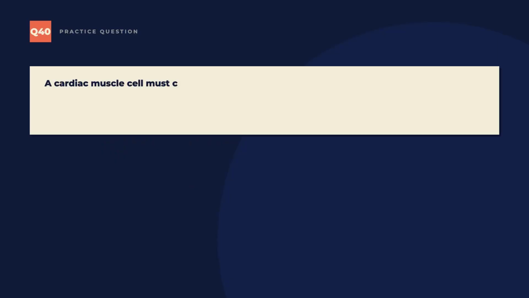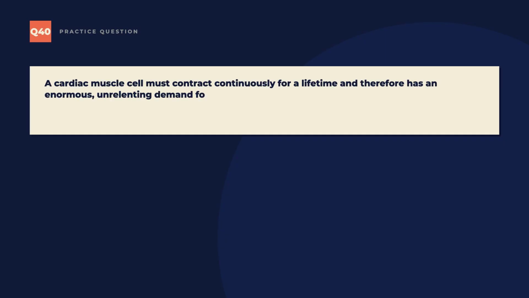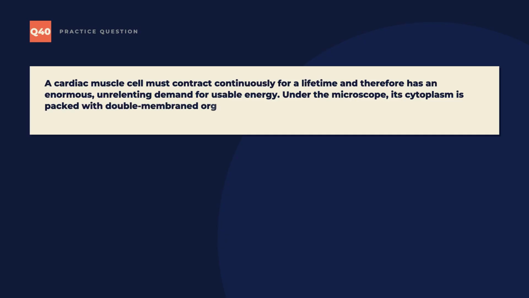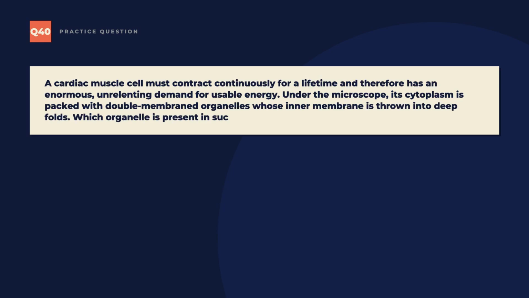Question 40. A cardiac muscle cell must contract continuously for a lifetime, and therefore has an enormous, unrelenting demand for usable energy. Under the microscope, its cytoplasm is packed with double membrane organelles whose inner membrane is thrown into deep folds. Which organelle is present in such abundance and why?